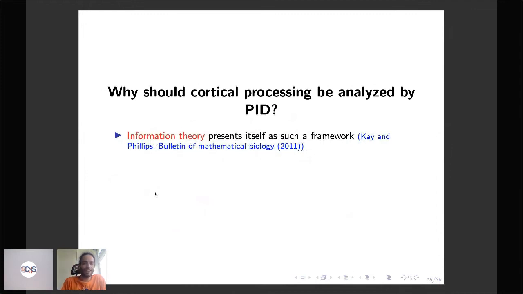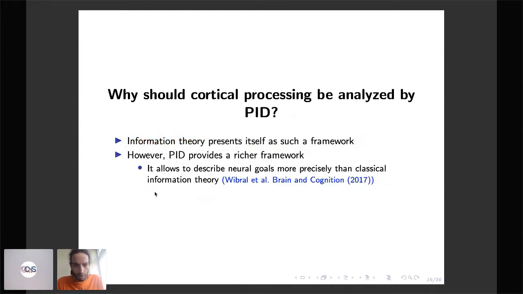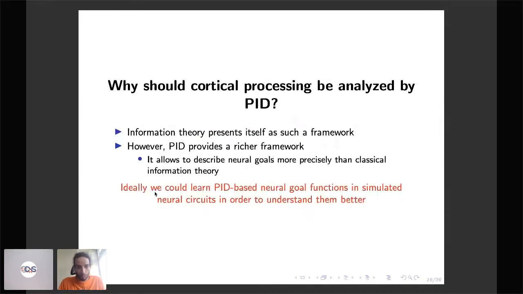As Daniel Polani talked about yesterday, information theory is model agnostic, so it doesn't care about the semantics. It presents itself as a really good framework, and I'm referring to Kay and Phillips, who have done some work on that using information theory. But now we have defined PID, which looks at finer contributions, so it can provide a richer framework to work with, more than just classical information theory, just the mutual information. This has been investigated by Wibral and others, and they show that it allows us to describe neural goal functions more precisely than classical information theory. Ideally, we could learn a PID-based neural function in simulated neural circuits in order to understand them better. This would be our goal.